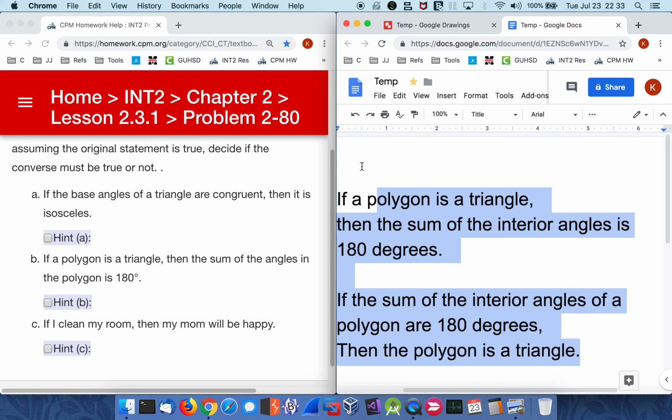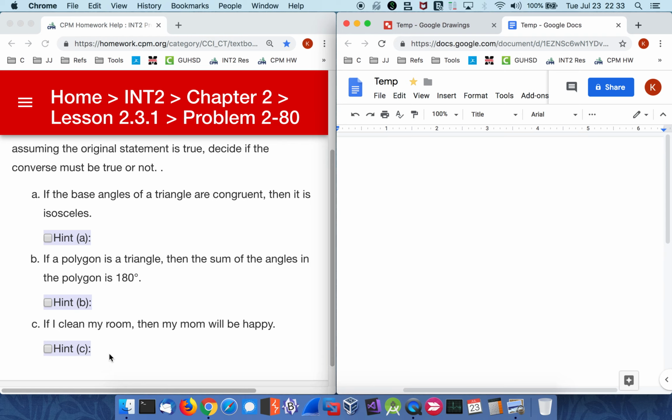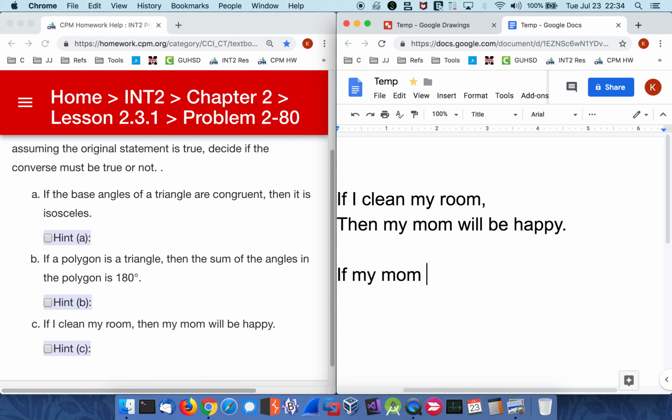All right, the next one. If I clean my room, then my mom will be happy. Well, that's probably true, I guess you can ask your mom. Let's do the converse: if my mom is happy, then I cleaned my room. I guess we could do past tense.